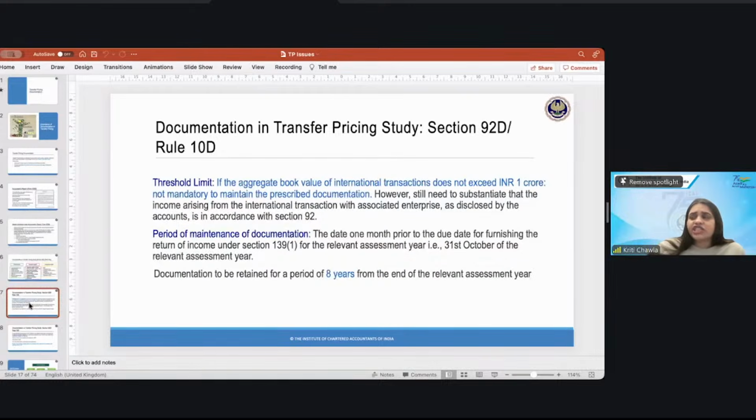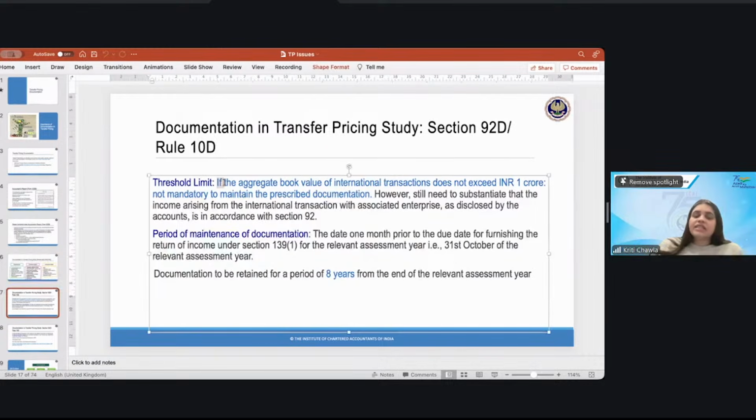Now, when you read through section 92D, read with rule 10D, that is where it actually talks about a threshold limit. This is where it says that if the aggregate book value of international transactions does not exceed 1 crore rupees, well, then it's not mandatory to maintain the prescribed documentation. However, you still need to substantiate that the income arising from international transactions with associated enterprises as disclosed by the account is in accordance with section 92. So there are a lot of things that are actually coming from this particular paragraph.